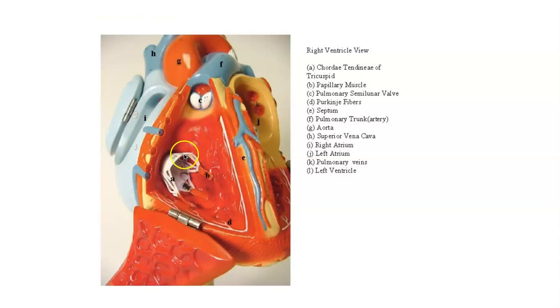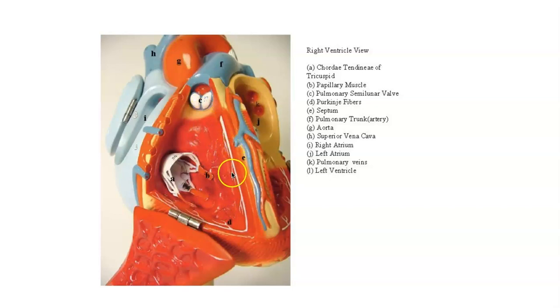Here we have the same thing, but up close. So here you have the right atrium. Here again you have the superior vena cava, right atrium. Here you have the tricuspid valve. This is the chorda tendineae. These are the papillary muscles right here. This again is the right ventricle. Here's your aorta again. Here is your pulmonary artery. And again, this is your pulmonary semilunar valve.